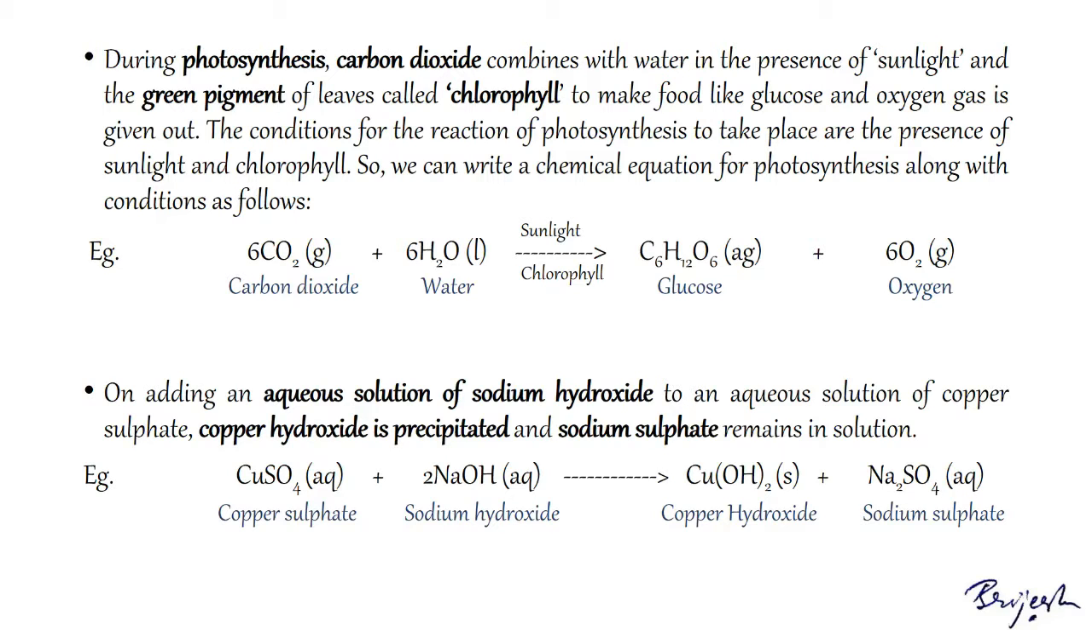Similarly, in another reaction, on adding an aqueous solution of sodium hydroxide to an aqueous solution of copper sulfate, copper hydroxide is precipitated and sodium sulfate remains in solution. So the equation is as follows: CuSO4 aqueous plus 2NaOH gives Cu(OH)2 solid plus Na2SO4 aqueous.